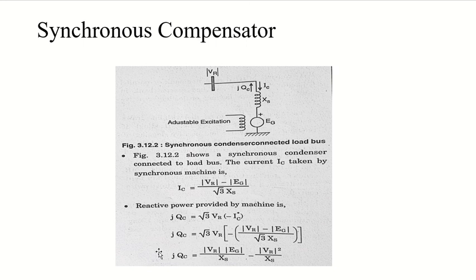If not a synchronous compensator, we can also go with a static var compensator, which is also very helpful. So those were the methods for voltage controlled compensation in transmission lines. And with this, we are ending today's class.